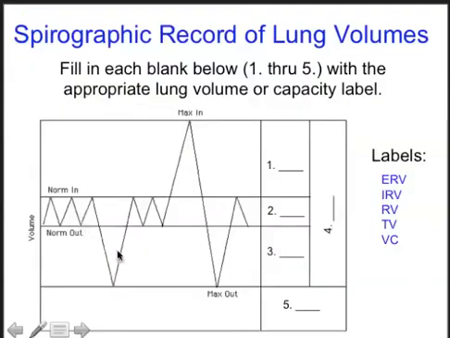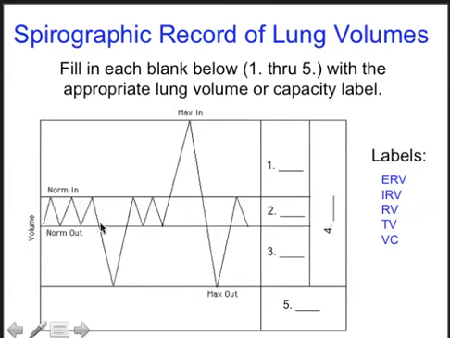Okay, this is an idealized spirograph, and what this measures is the ability of the respiratory system to move in and out a certain volume of air when you inhale and exhale. So what we need to do is when we look at this chart, we need to understand that this area here, these small peaks and valleys, this represents the amount of air that you can move in and out of the lungs with normal breathing. This is called your tidal volume.